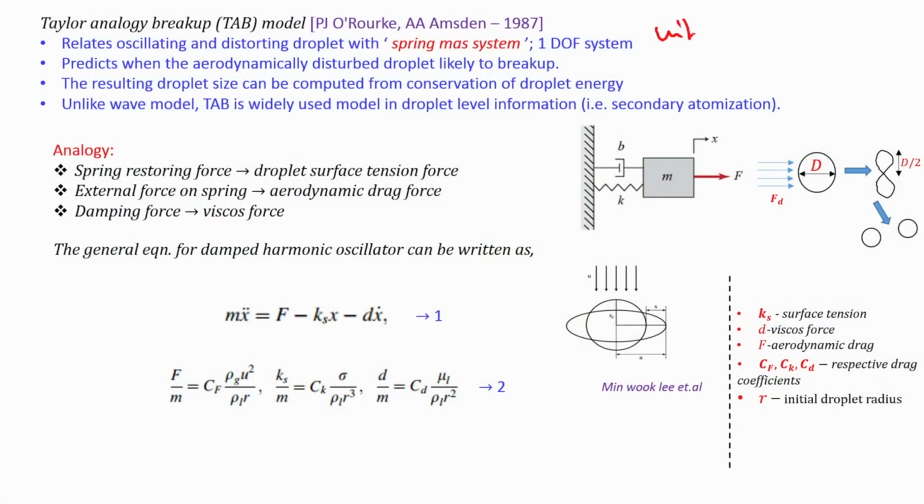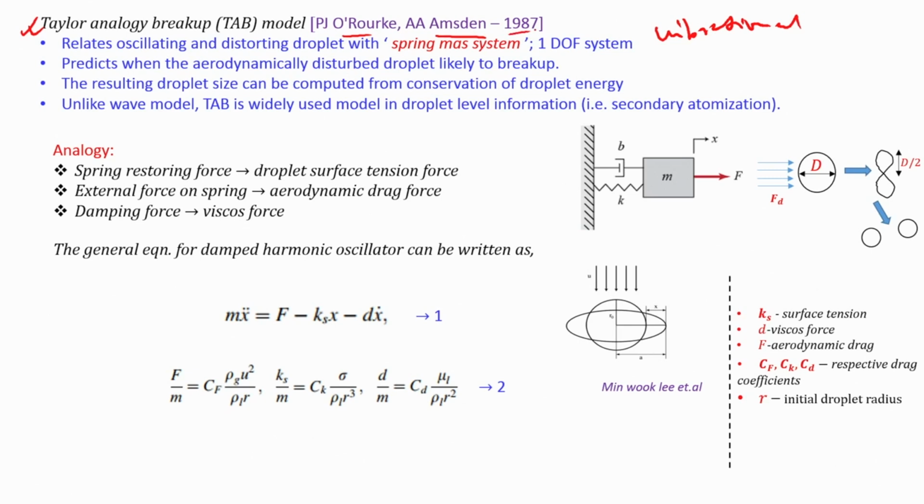Welcome. In the previous lecture we talked about the different types of breakup: vibrational, bag type, multimode. Out of those we pick up one of the simpler breakup models, which is vibrational breakup, and this comes from the Taylor analogy breakup model. The courtesy goes to O'Rourke and Amsden, in a 1987 paper where they first did it.